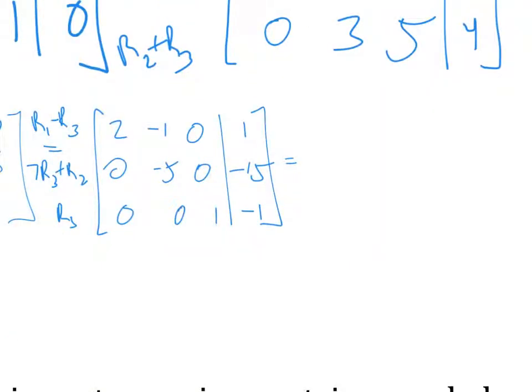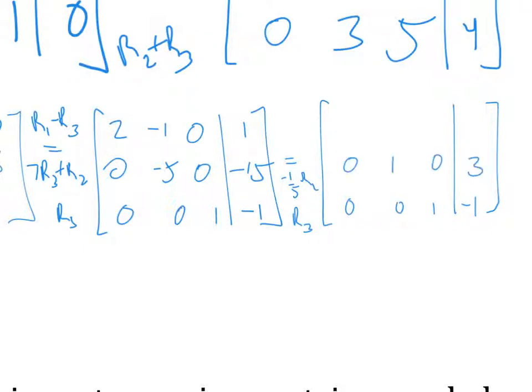Now we're getting close. I'm going to just copy down row 3 for this next one, because we've already got our 1 where we needed it here in this last row. I'm going to go ahead and copy down a 1/5 of this, actually negative 1/5 times row 2. That's really just dividing it by negative 5, and we get 0, 1, 0, 3.